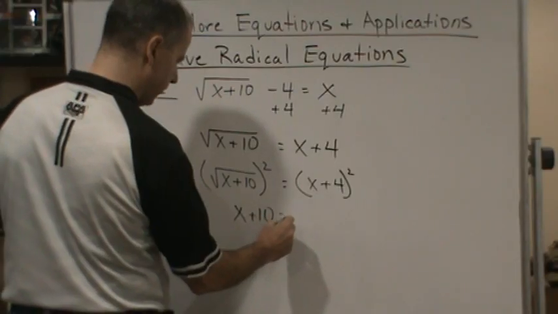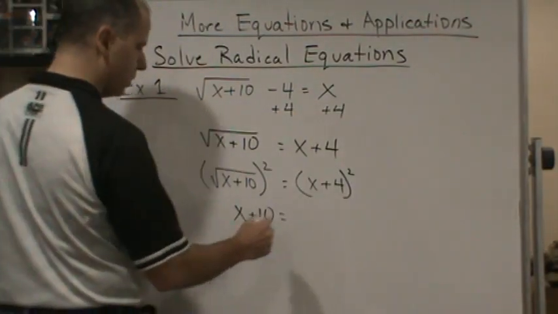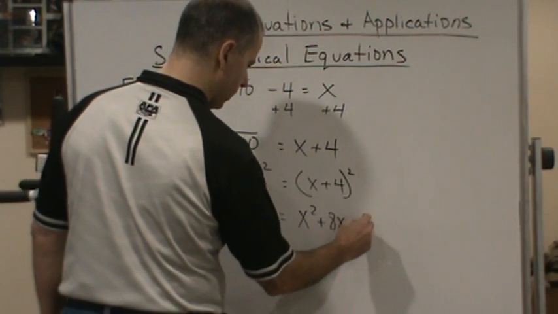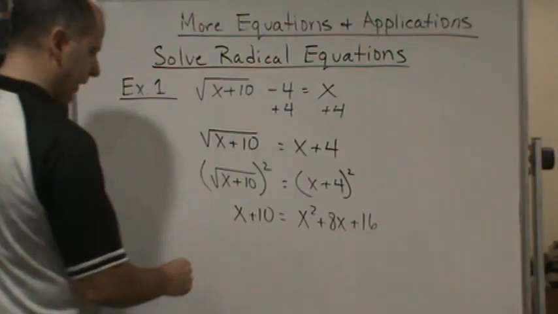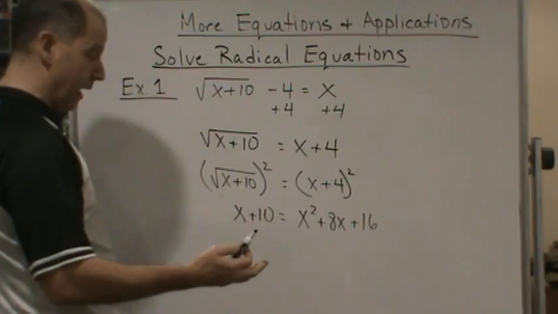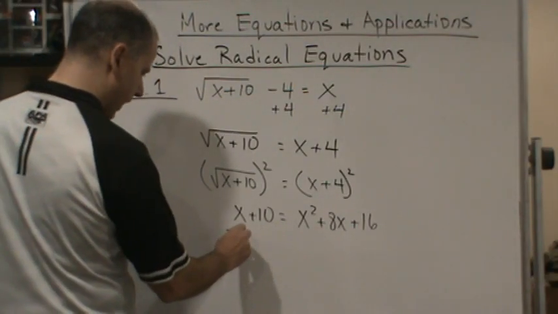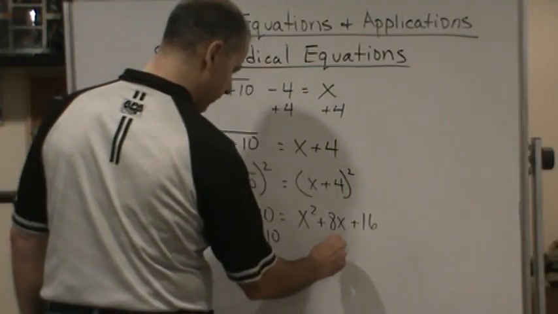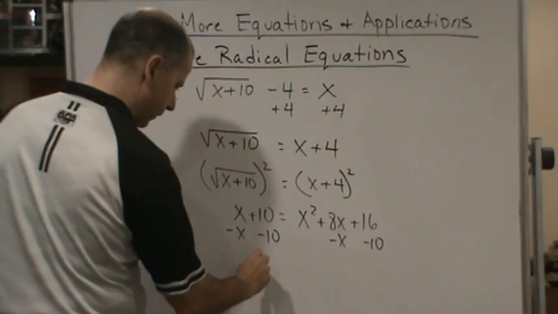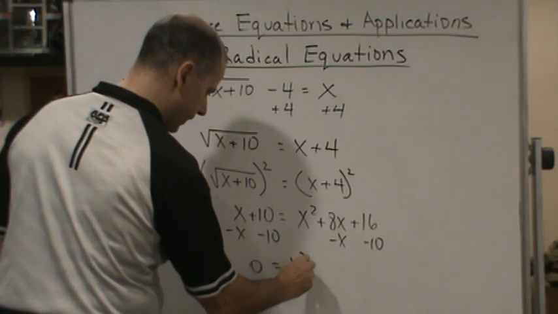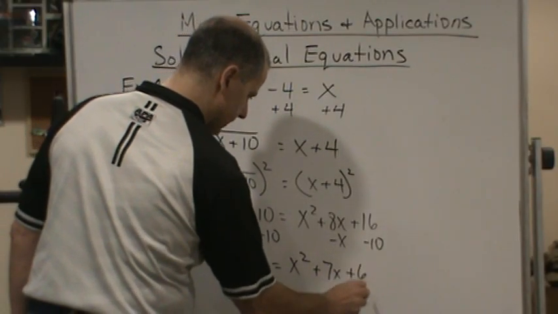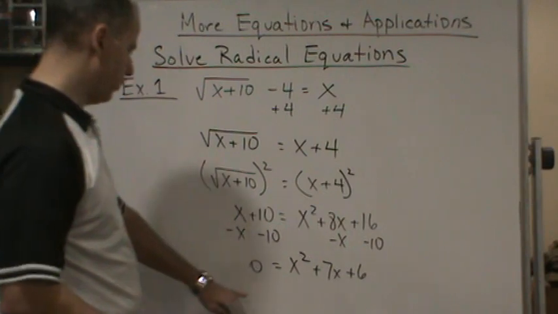x plus 10. And then over here, we're going to expand this out, so we're going to get x squared plus 8x plus 16. Now we're going to simplify this and move everything to make it into a quadratic equation. So we're going to subtract x and subtract 10 from both sides. And so what do we end up with? We end up with 0 is equal to x squared plus 7x plus 6. Okay?